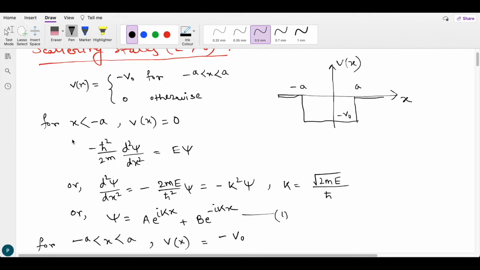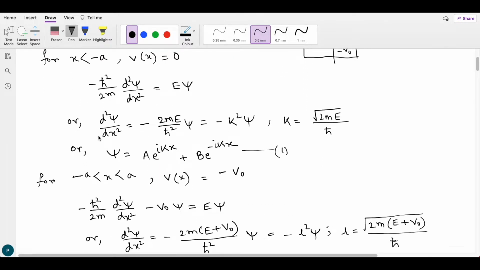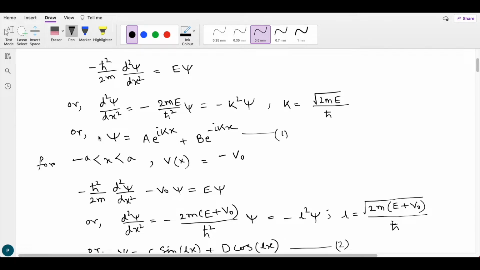If we use the 1D time independent Schrodinger equation, we get minus h bar squared by 2m d2 psi by dx squared equals E psi. That means d2 psi by dx squared is minus 2mE by h bar squared into psi. Here I am writing k equals root over 2mE by h bar, where k is a positive constant. So the solution of this equation becomes psi equals A e to the power ikx plus B e to the power minus ikx.